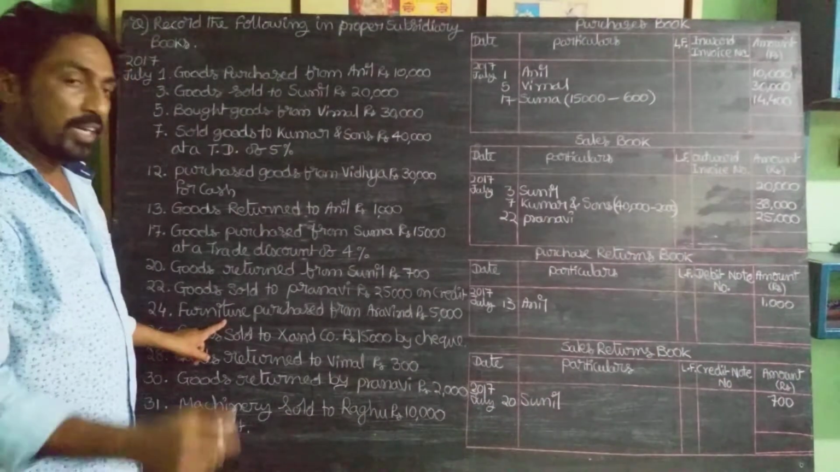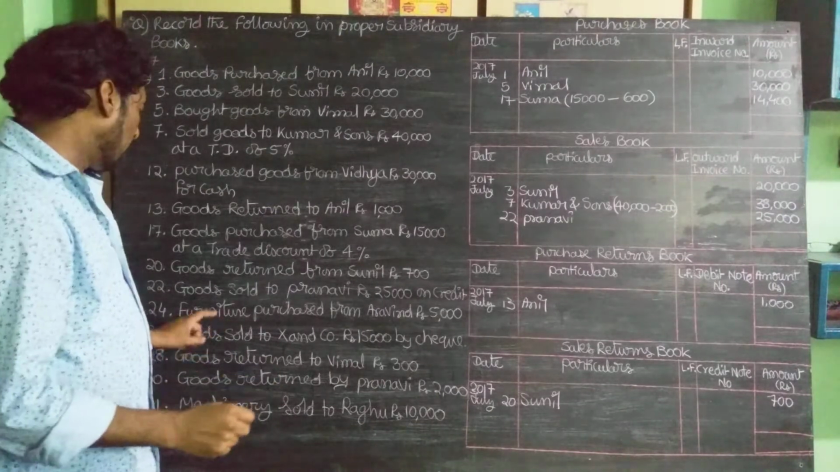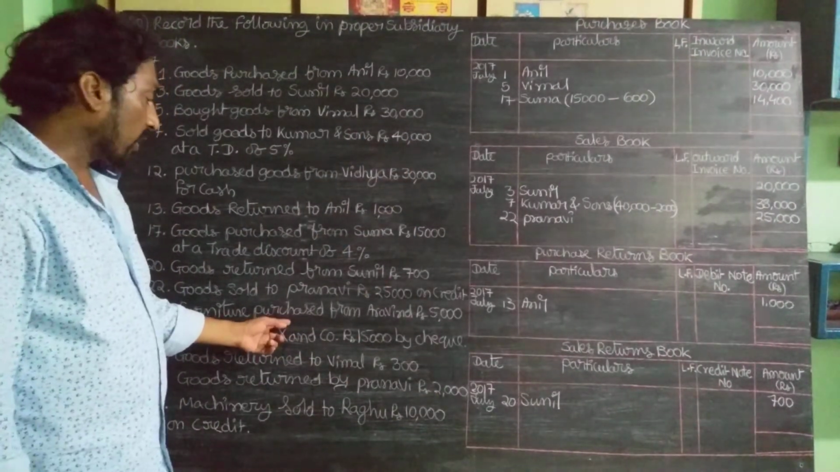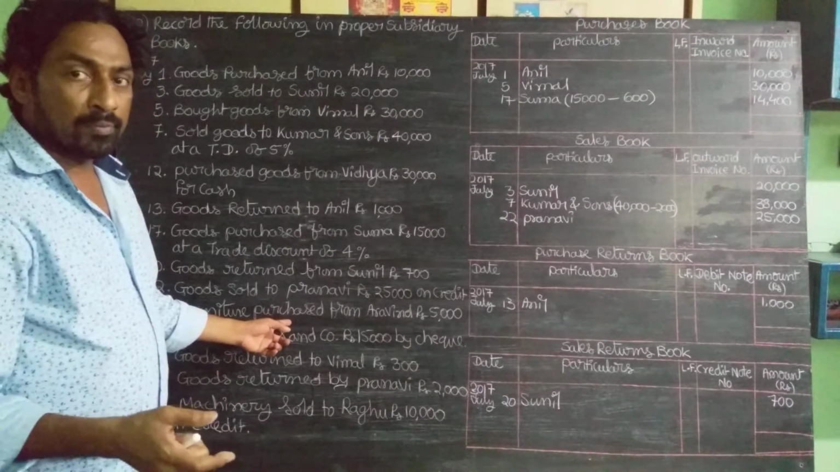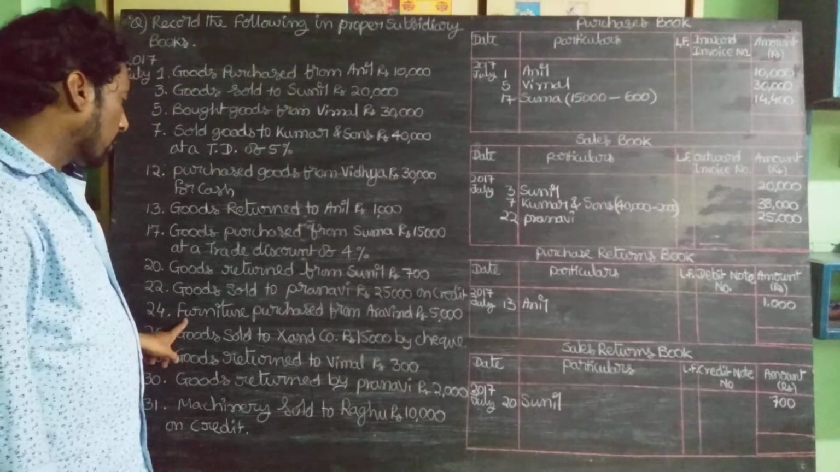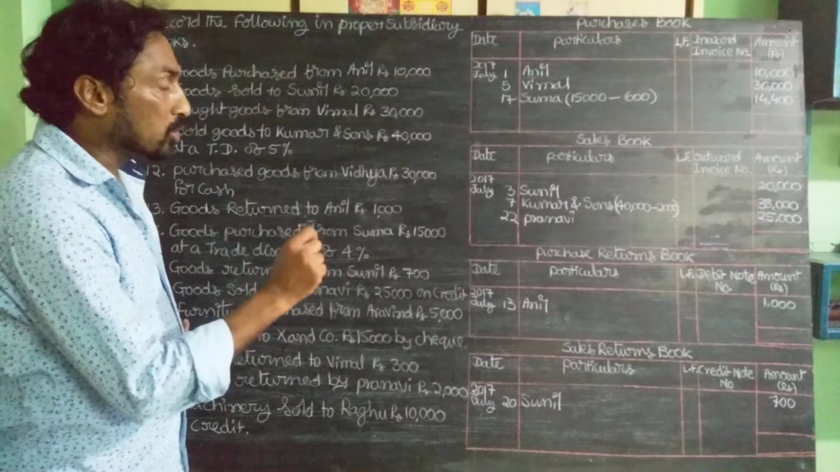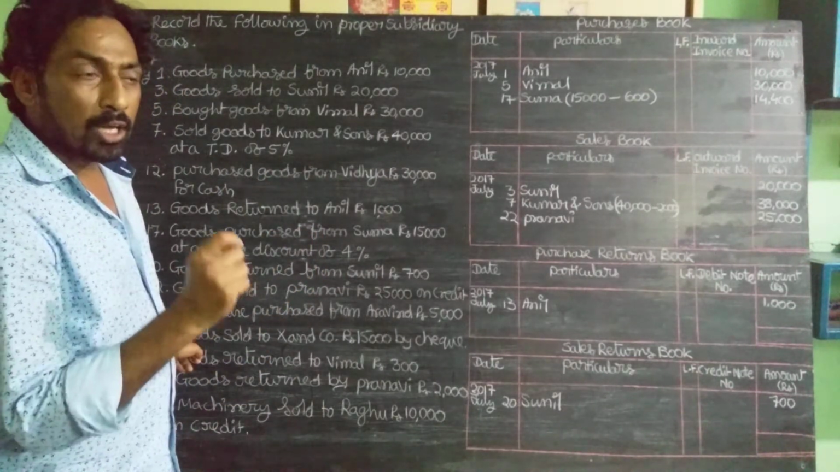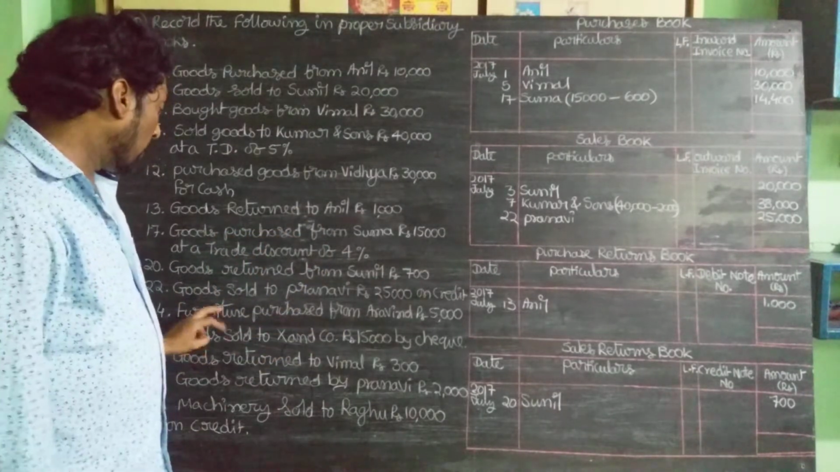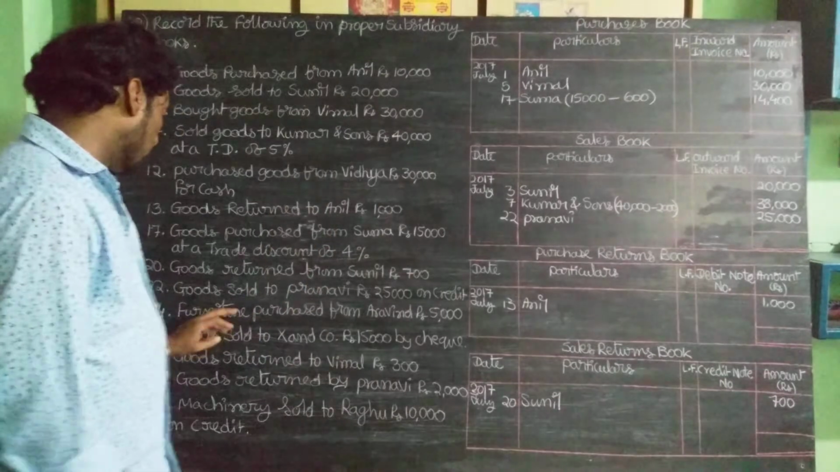Next, furniture. It is an asset, so furniture purchased is not recorded in the purchase book. It is recorded in the journal proper, which is further explained in the next class. Goods purchased on credit only are to be recorded in the purchase book. Assets are not recorded in the purchase book.